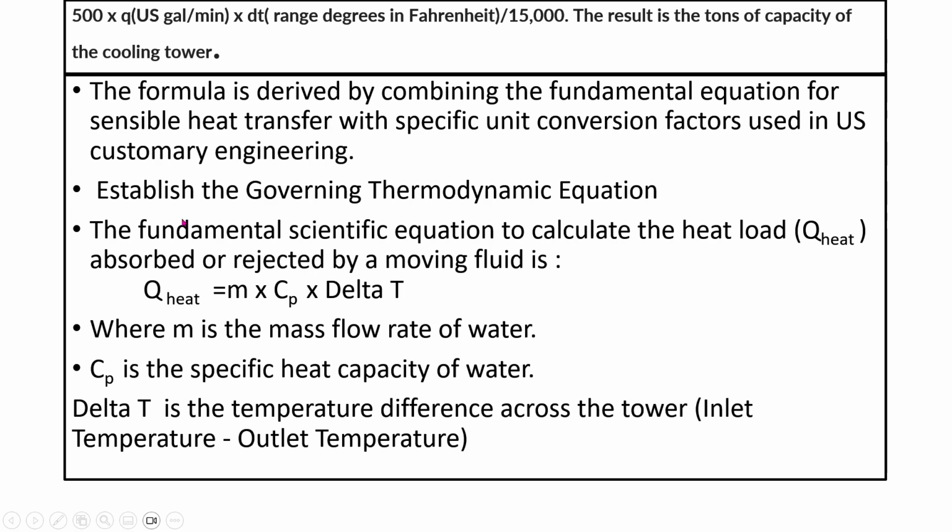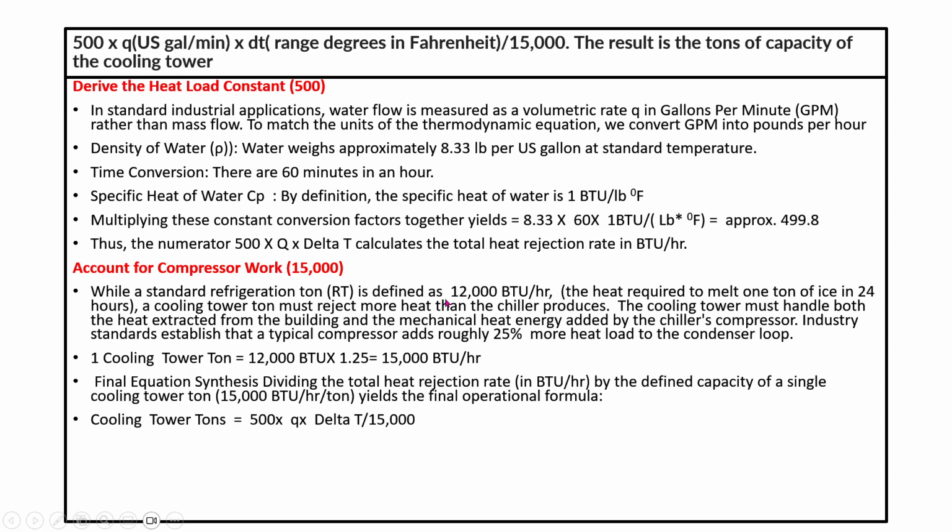This formula has 500 because we have to know that heat is taken out by mCp into delta T. Q is the heat, M is the quantity of cooling water required, Cp is the specific heat, and delta T is the temperature difference, inlet minus outlet. So here you see the 500 into how this figure 500 has come, we will first discuss that.